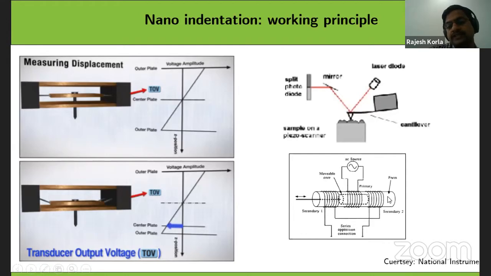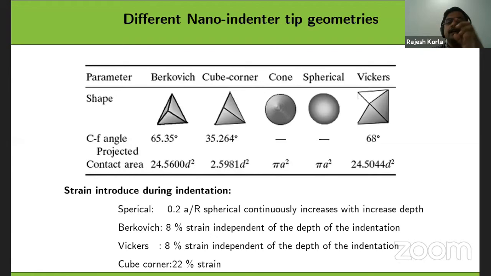That means the secondary output will also change. From that you can calculate how much movement there is, and from there how much the movement of the tip is. This is another way of measuring the displacement of the tip. So once you know how the tip is moving, and you can also calculate what your hardness is, then you can generate the load displacement data.